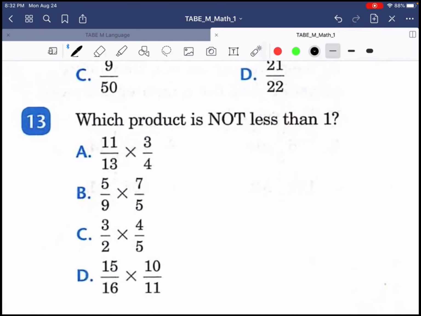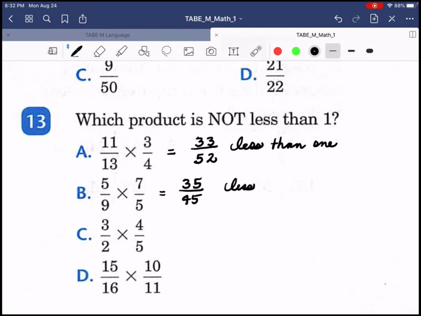Which product is not less than 1? I would look for top-heavy fractions on this one. But 13 times 4 is 52, and 33 over 52 is less than 1. 52 over 52 would be 1, so this is less than 1. Then 35 over 45. 45 over 45 would be 1, so this is less than 1.